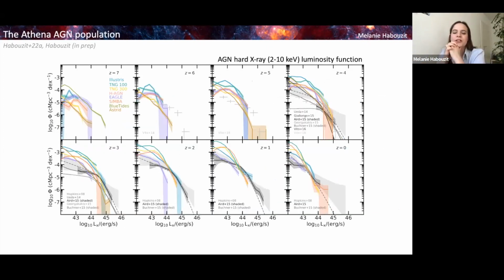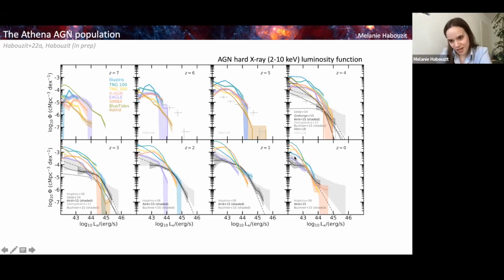Okay, so now I'm showing the X-ray luminosity function of the AGN in hard X-ray. So it's again very busy. We're looking at redshift 0, and then we're going all the way up to redshift 7. In gray, we have several observational constraints. At low redshift, they kind of agree. And then when we go to higher redshift, because we don't have that much constraint, they start to show some discrepancy. And it's the same for simulation.